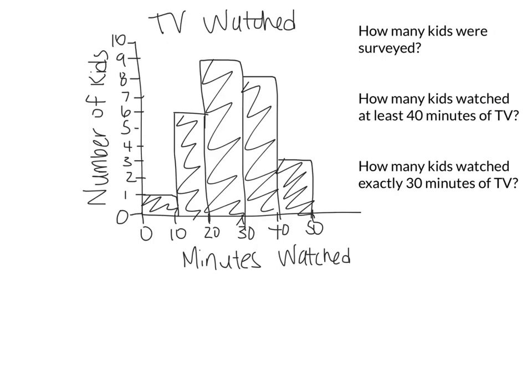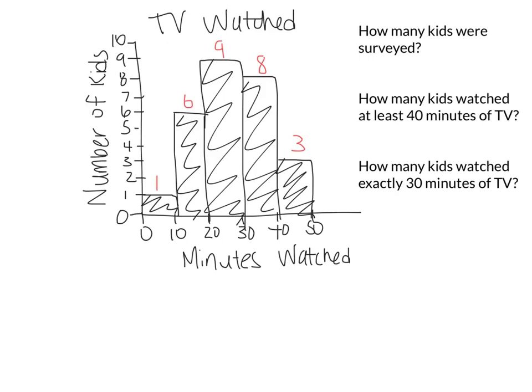Here is a histogram, and here are some questions that you could be asked about the histogram. So first of all, how many kids were surveyed? So what this means is just how many kids are there total. So I'm going to look in each of these groups to figure out how many kids there are in each group. So for example, between 0 and 10, there's 1 kid. Between 10 and 20, there are 6. Between 20 and 30, there's 9. Between 30 and 40, I have 8, and between 40 and 50, there are 3.